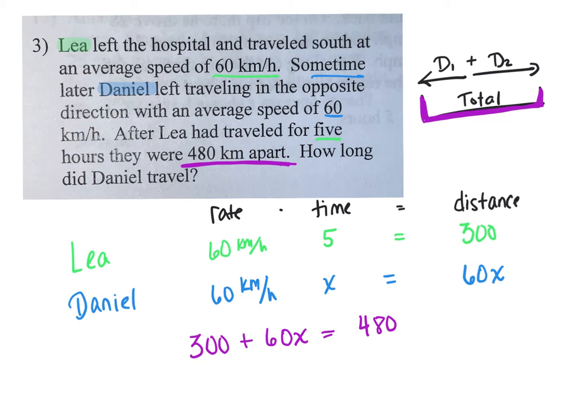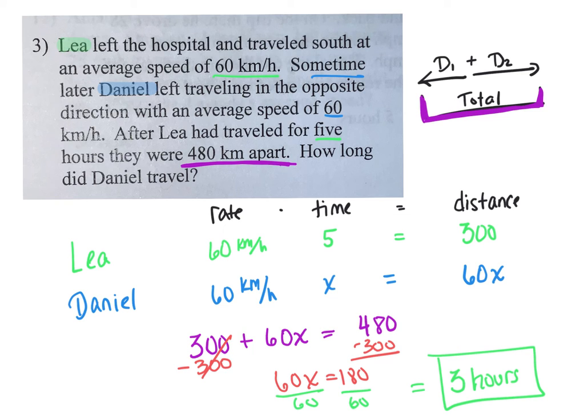So how do I solve this? What do I do first? Subtract my 300. And I have 60x equals 180. My final step here is to divide. X equals 3 hours.